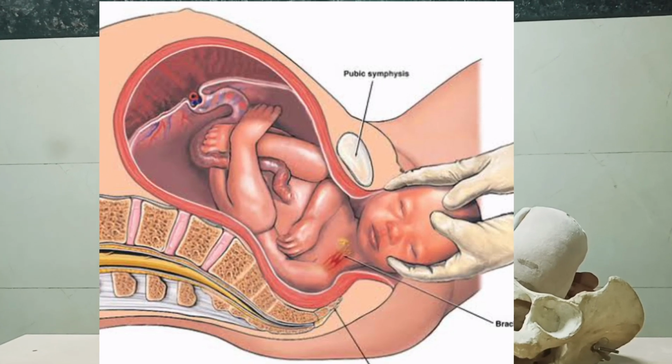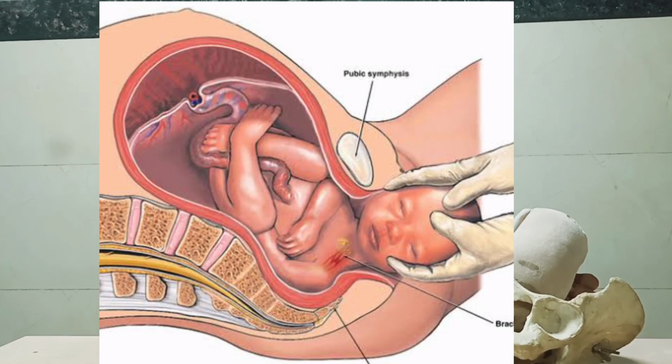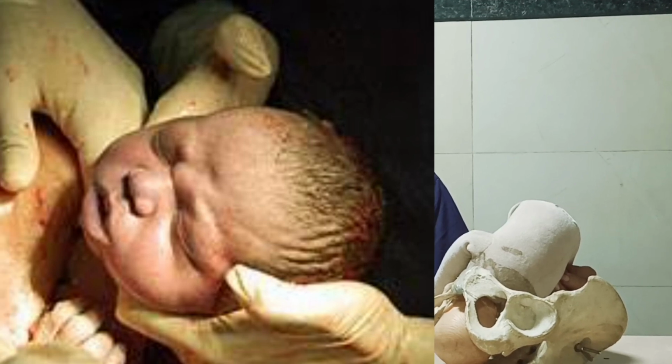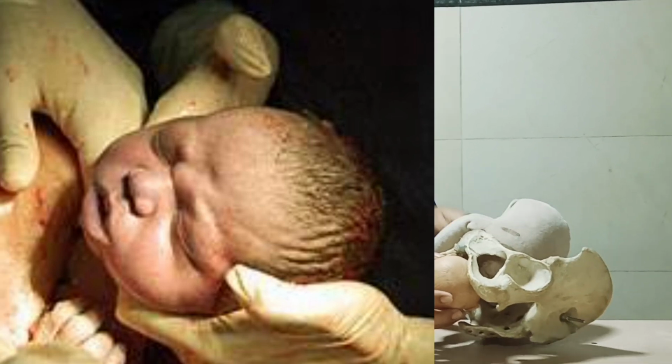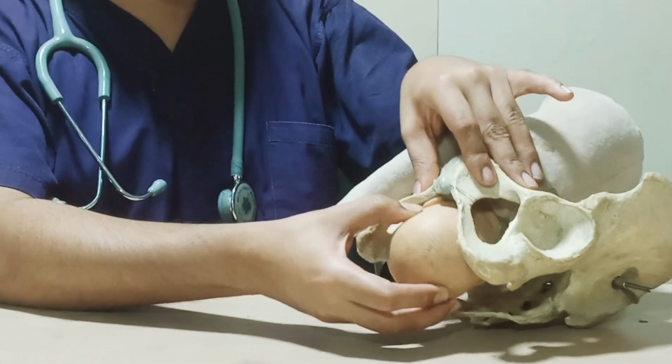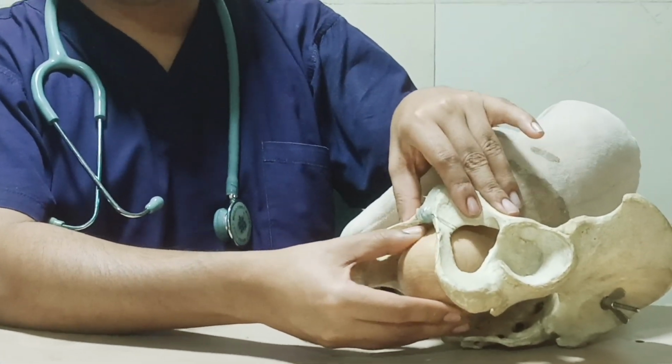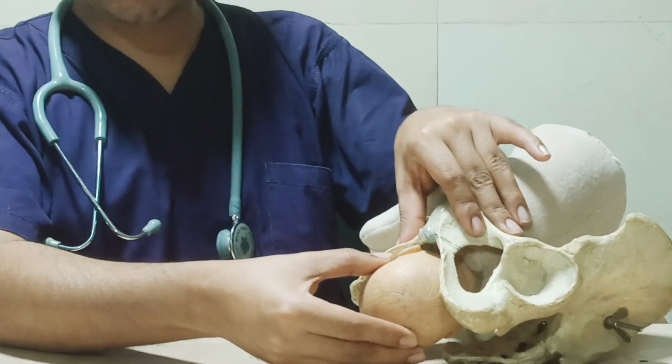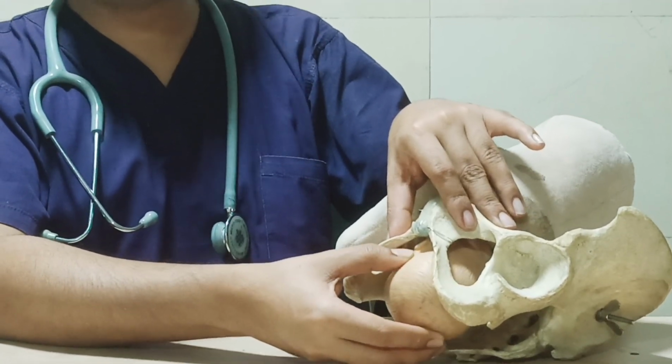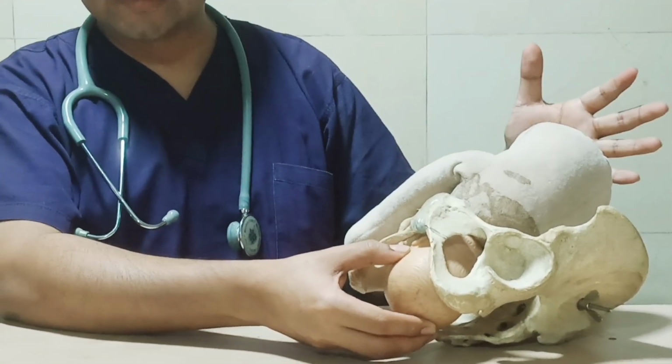When there is failure of the shoulder to descend beyond the pubic symphysis, when there is failure of the fetal head to restitute after the fetal head has been delivered, when there is turtle sign. The turtle sign is that the fetal head will come out and it will go in repeatedly. It comes out with each contraction and it goes back when the uterus is relaxed.